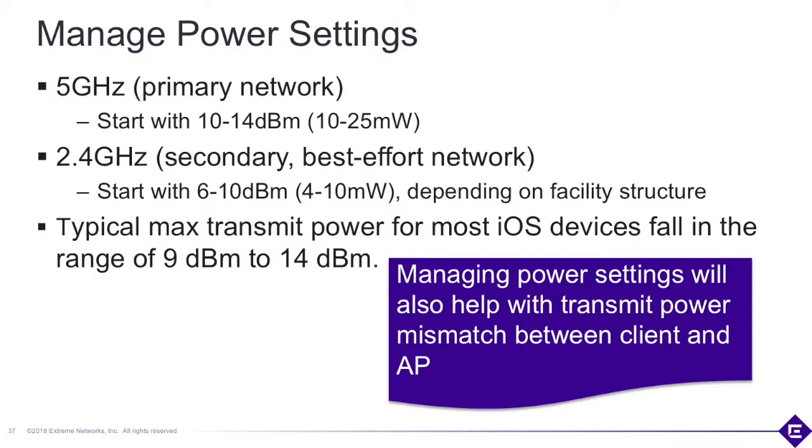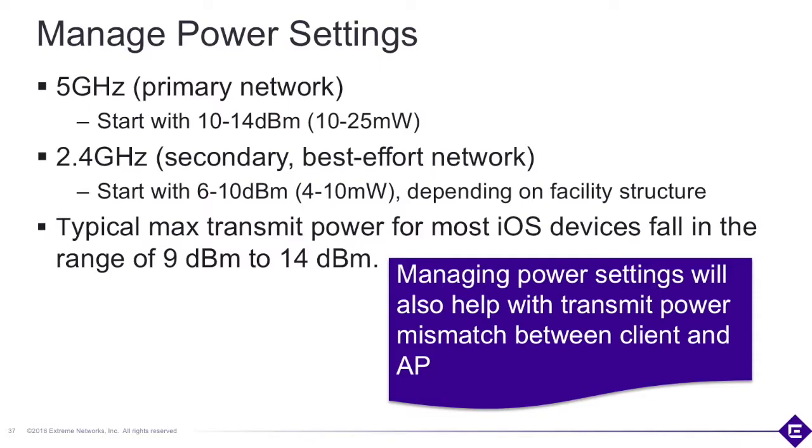It's important to understand that the max transmit power for most devices falls between 9 and 14 dBm. And here I put iOS devices because they're the only ones who've kind of released this information. A lot of manufacturers don't release this information. So using 9 to 14 dBm as a base, it's important that you don't exceed that 14 range by much because it can create transmit power mismatch between clients and APs.